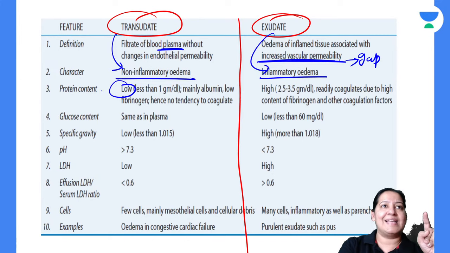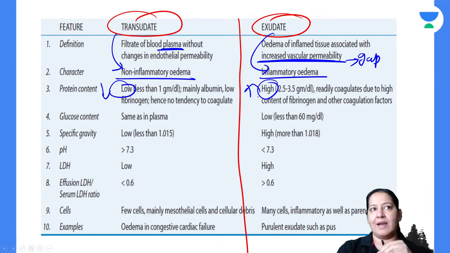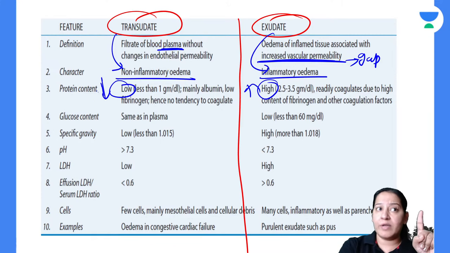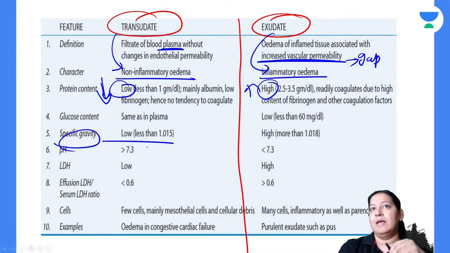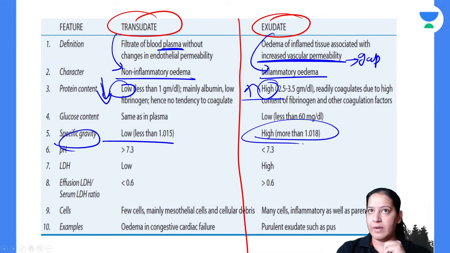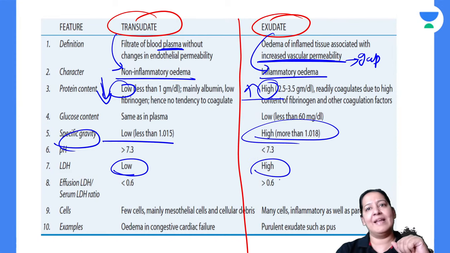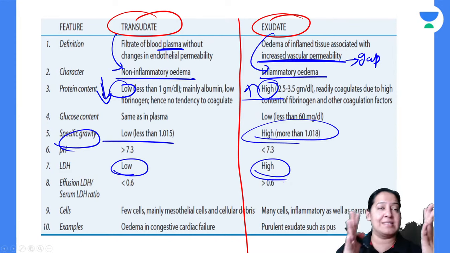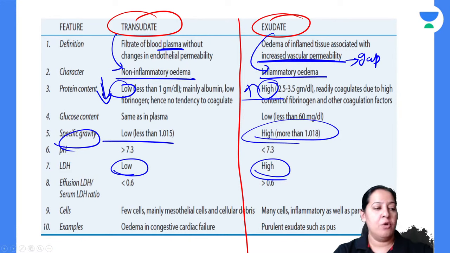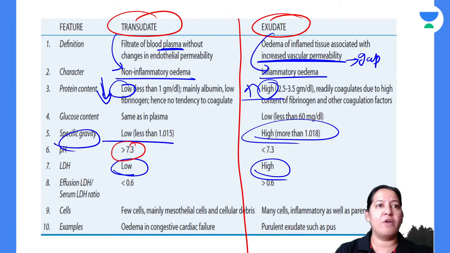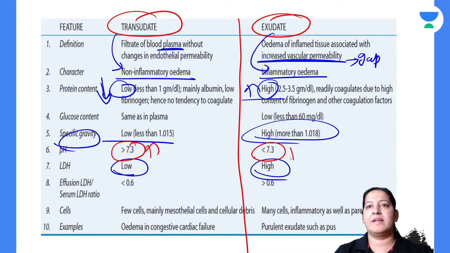Here protein is less and here cells are less. Here protein is high and cells are high. Since in transudate the protein is less, the specific gravity is less. In exudate, since protein is high, the specific gravity is high. We got it, right? Same about LDH. Here LDH is also low. Here LDH is also high. The only difference is the pH. What about the pH? The pH of transudate is more. Can you see the pH of transudate is more and of exudate it is less, right?